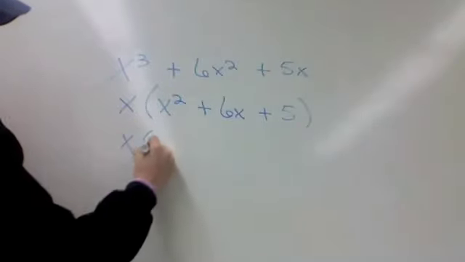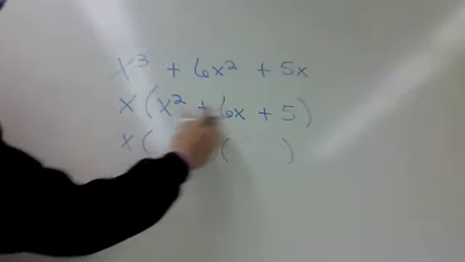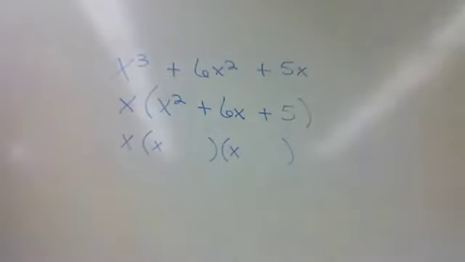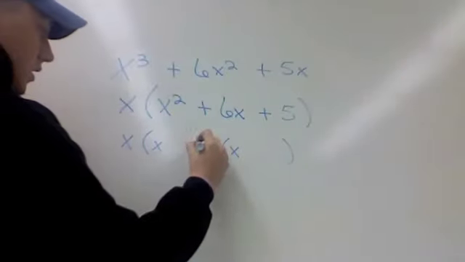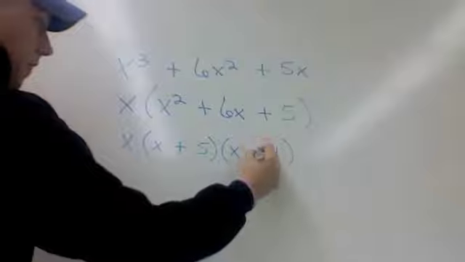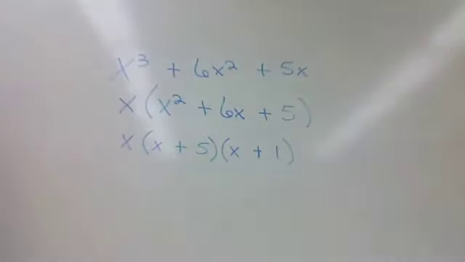So we're going to have x here. We're going to put our parentheses in just like we did in the previous problem. And we're going to start off with x here, because x times x is going to give us x squared. Our factors of 5 are 5 and 1. So we see that when we add 5 and 1 together, we get 6. So we're going to put 5 here and a 1 here. We look at our signs, and we see that both signs are positive. And so our final answer is going to be x times x plus 5 times x plus 1.